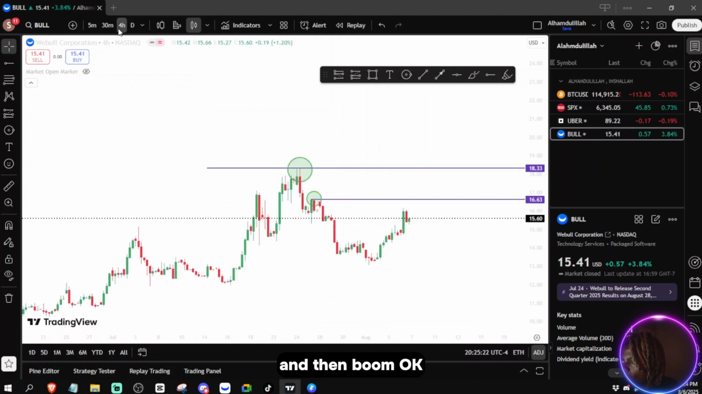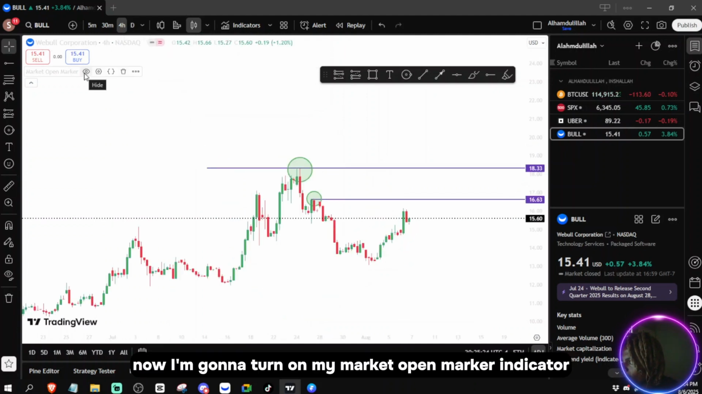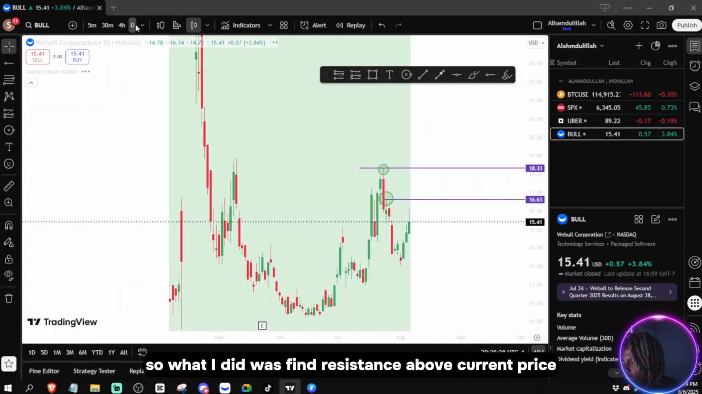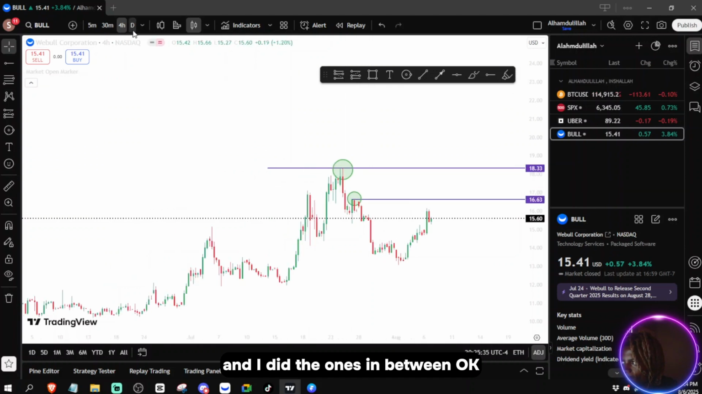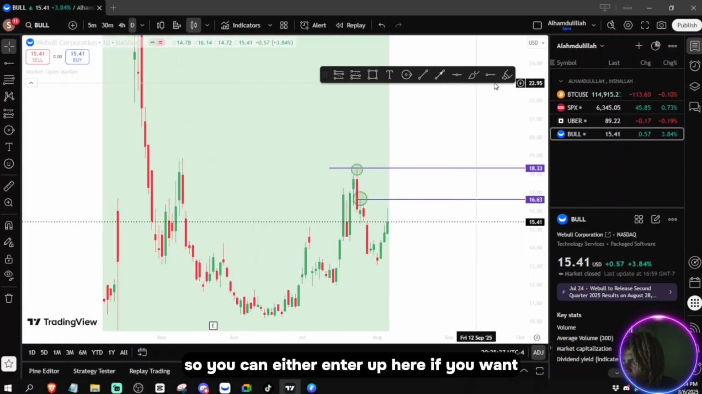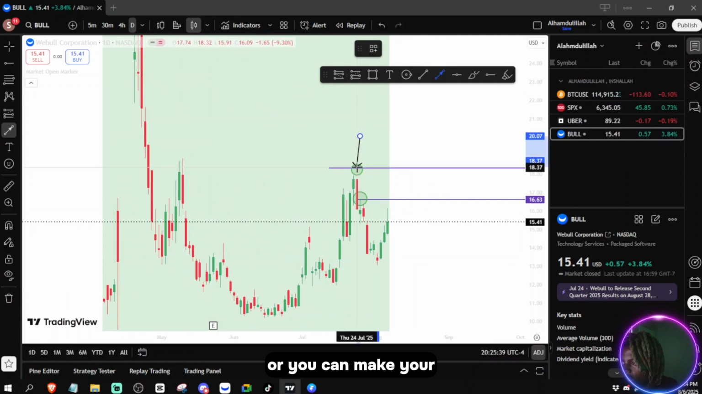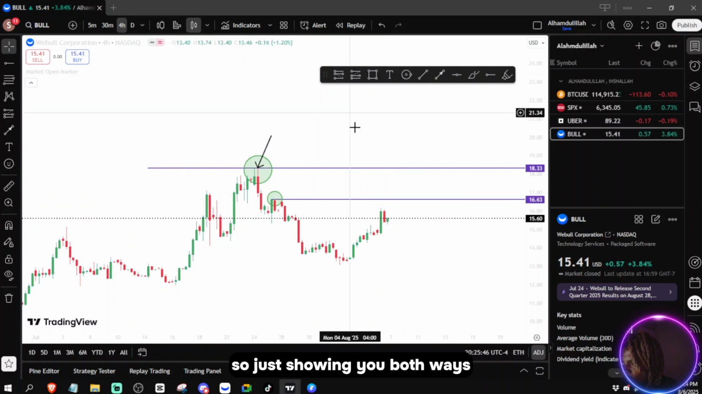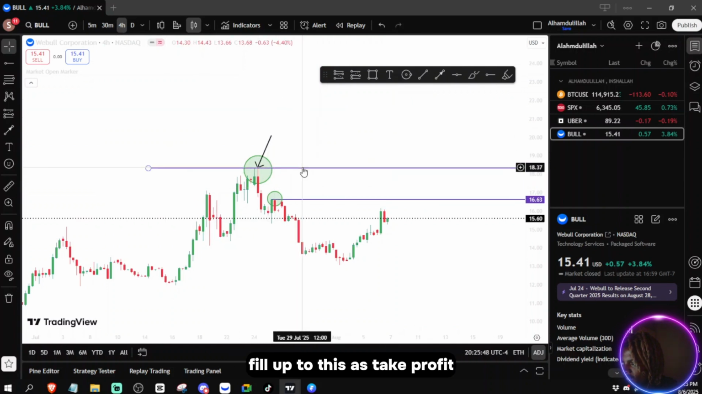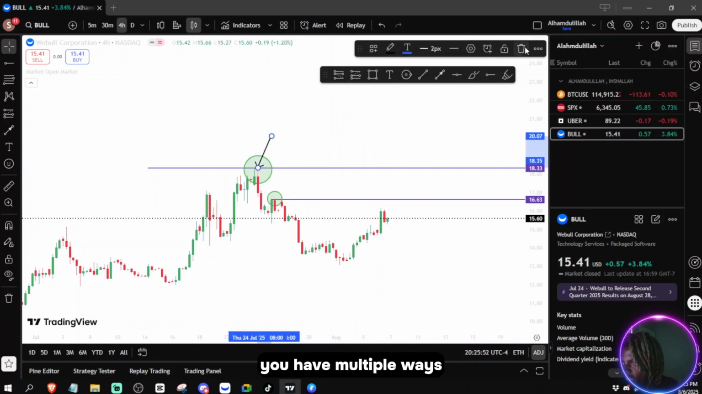And then boom. Now I'm going to turn on my market open marker indicator. So what I did was find resistance above current price. I did the one at the very top, and I did the ones in between. So you can either enter up here if you want, or you can make your take profit up here and enter before that. So just showing you both ways. You can either take the gap fill up to this as take profit, or use this as your entry. You have multiple ways.